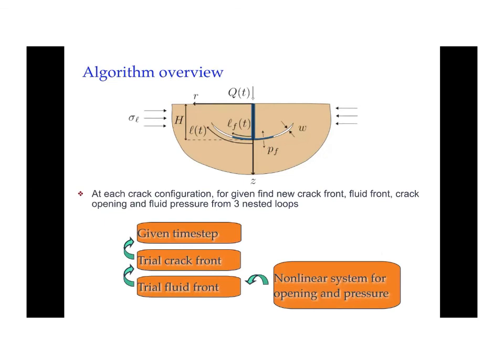So the algorithm is the same, but we introduce one more unknown: the location of the fluid front. And you will see that right now we have one more loop in this combination of nested loops. For a given time step, you assume a trial crack front, you assume a trial fluid front, and then you solve your nonlinear system for opening and pressure. You update the trial fluid front, you resolve all of this, and then you update the trial crack front, and once the crack front converges, you go to the next time step. So there is a system of 3 nested loops, and you can see that it's quite computationally intensive.